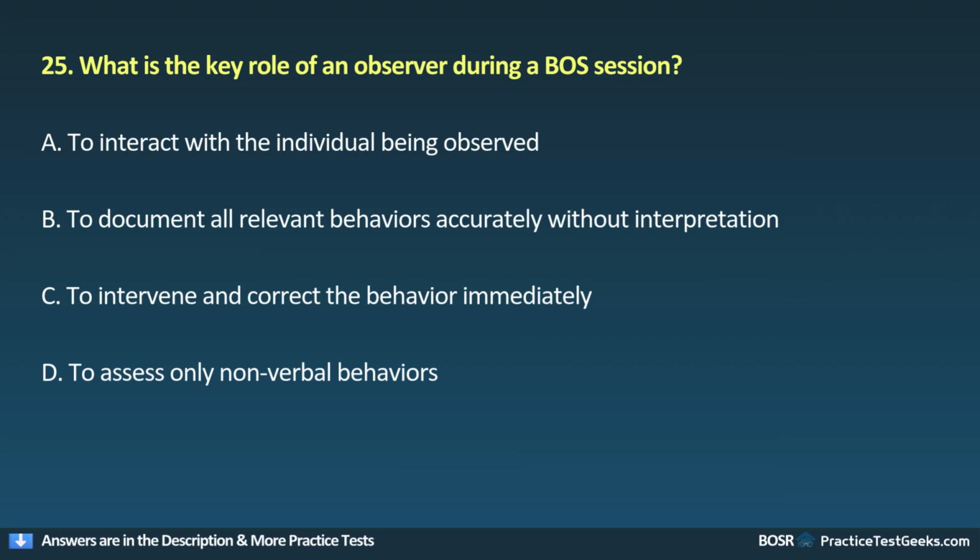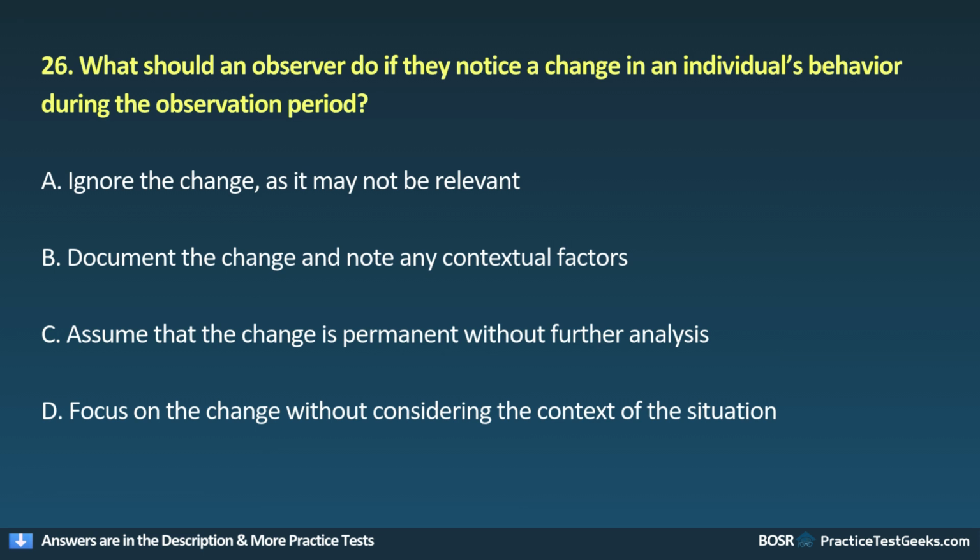A. To interact with the individual being observed. B. To document all relevant behaviors accurately without interpretation. C. To intervene and correct the behavior immediately. D. To assess only nonverbal behaviors. 26. What should an observer do if they notice a change in an individual's behavior during the observation period?